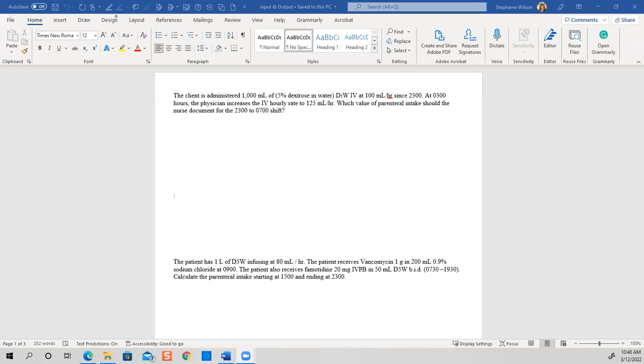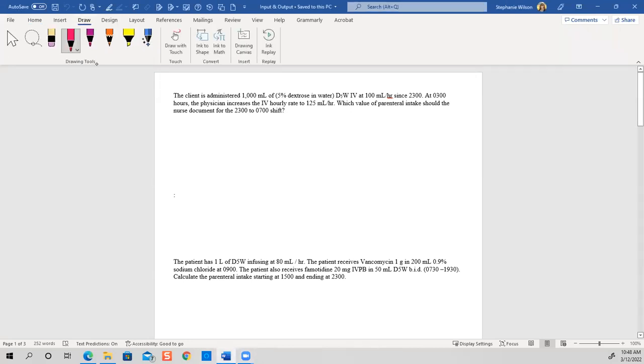On this first one, we're going to talk about parenteral, and my pronunciation on this word I struggle with, but this is talking about through infusion. We have a client that's been administered 1,000 milliliters of Dextrose 5% in water through IV at a flow rate of 100 milliliters per hour. They said this is since 2300, so at 11 p.m., this is what's been going on.